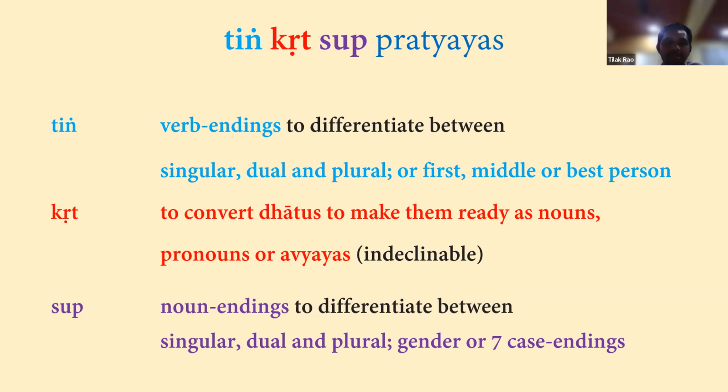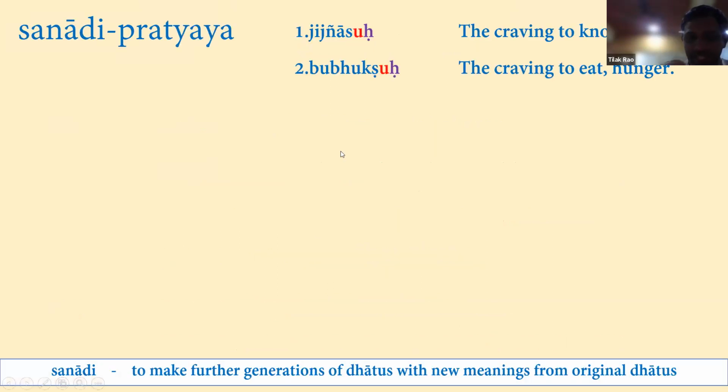And sup is an umbrella term. Again, there are many pratyayas when I say sup. Same with sanadi. When I use the word sanadi, san, etc., there are many pratyayas. When these sanadi pratyayas are added to make further generations of dhatus, to add new meanings to dhatus, these sanadi pratyayas are added. For example, see jijnasuhu.